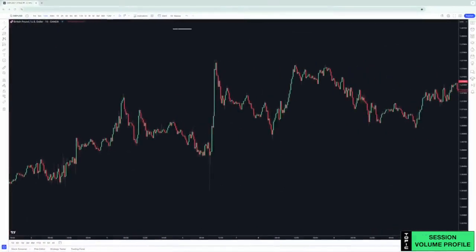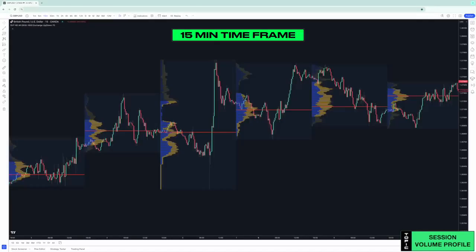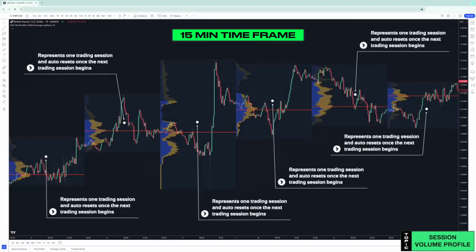Let's now go through how to set up the session volume profile. This is the 15-minute time frame. Under indicators, type in session volume profile. Select session volume profile HD, and you'll see it appear on your charts. Again, each separate volume profile represents one trading day and trading session.